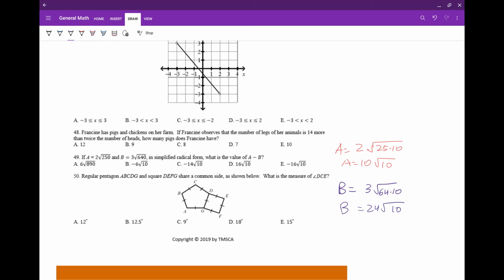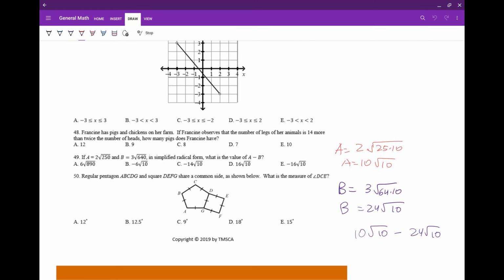It's asking for A minus B. So you have 10 root 10 minus 24 root 10. And you can subtract this because this is the same, and it's pretty much like the distributive property. So I'll explain it in two ways.